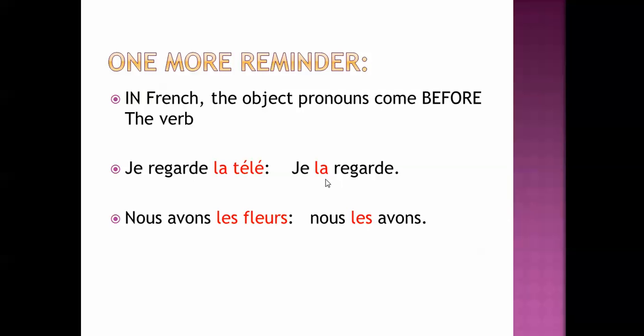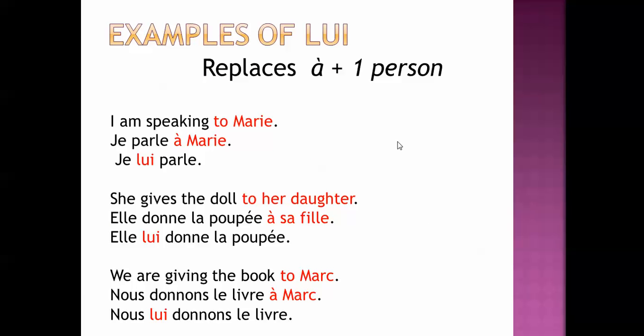Je regarde la télé, je la regarde. I watch it. Nous avons les fleurs, nous les avons. We have them. Here are some examples of lui. Remember, lui replaces à followed by one person. In English, we say, I am speaking to Marie. In French, it's je parle à Marie. So if I want to say I speak to her, I say je lui parle. Lui, because it's à followed by one person, and we put the object pronoun before the verb.